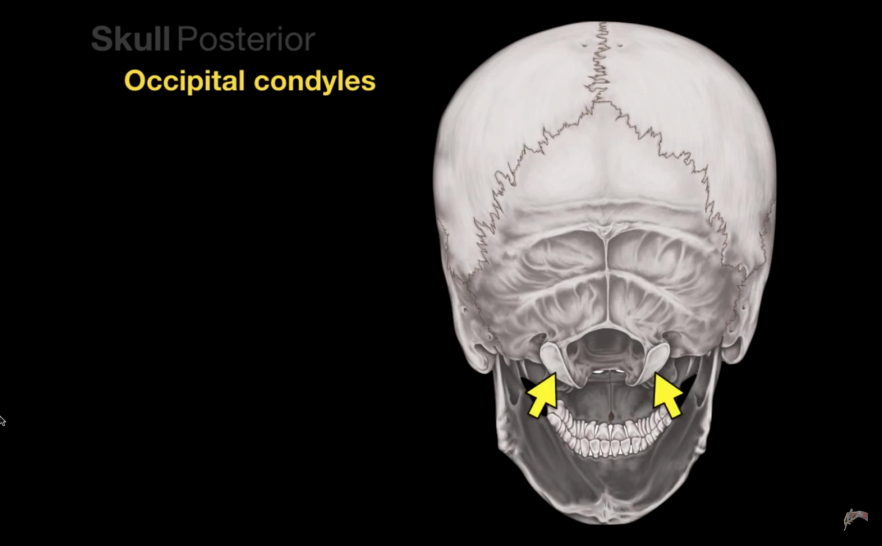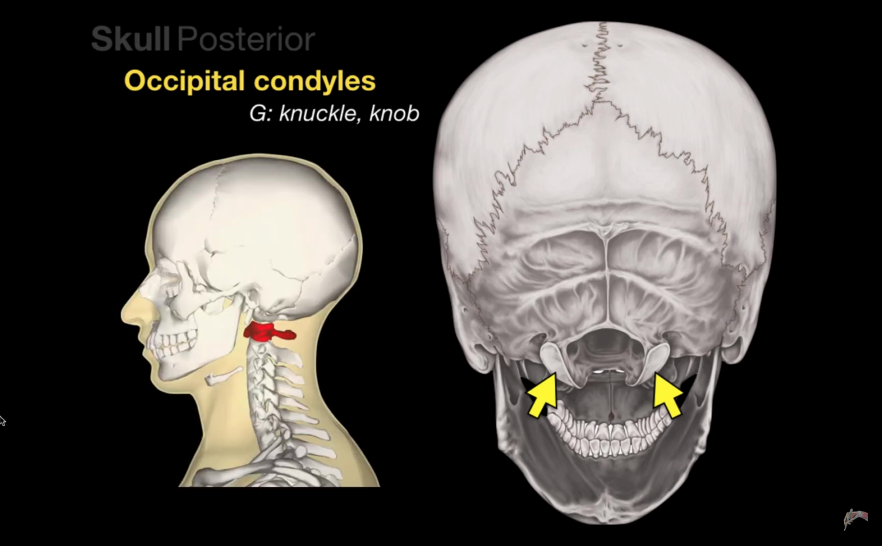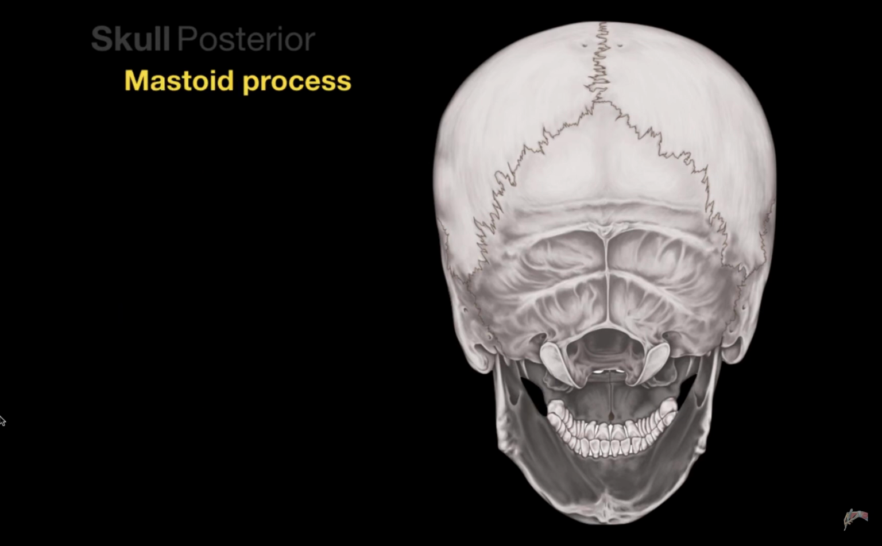Now the occipital condyles are there: occipital for occipital bone, and condyles, which means a knuckle or knob. These occipital condyles, located right there, articulate with the C1 vertebra, also known as the atlas, that allows for the yes, up and down motion. The mastoid process is located there from a posterior view.